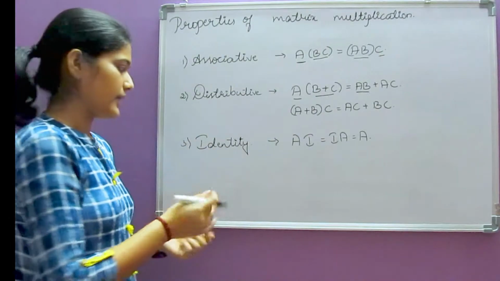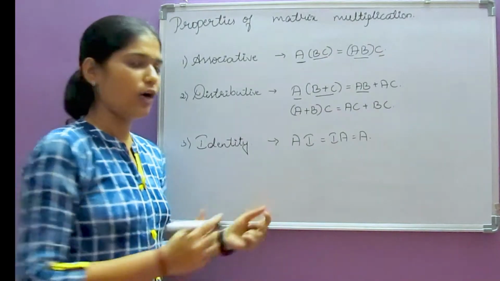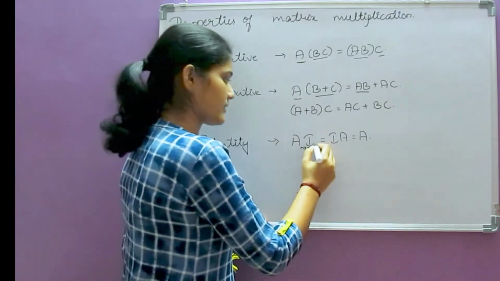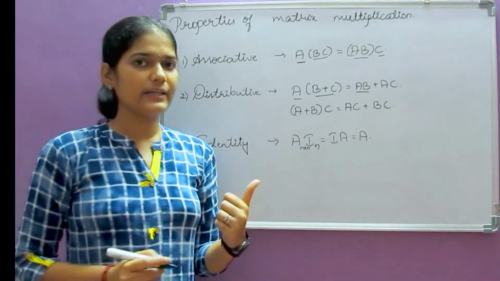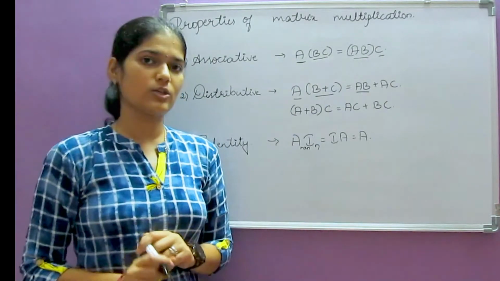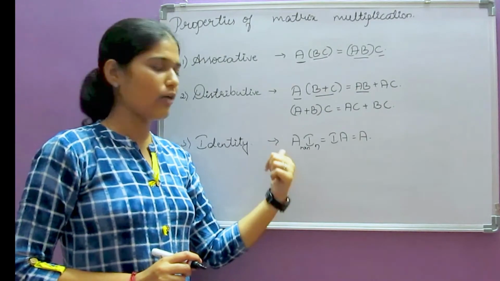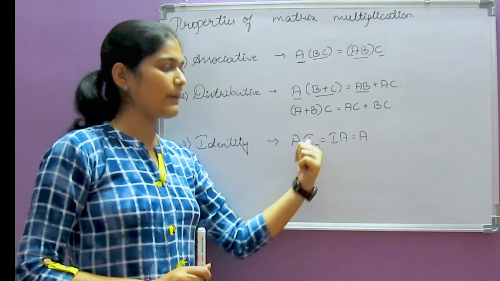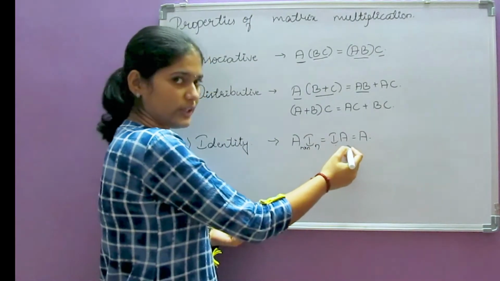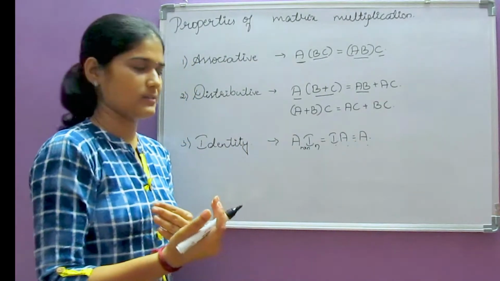Then the next property is identity property. For any square matrix A of order n, there is an identity matrix I_n. About the identity matrix, I have explained in the previous video. If you have not watched it, please go through it. For any square matrix A of order n, we have the identity matrix I_n. That will be always equal to I into A, that is equal to A. That is, we get back to the same matrix.